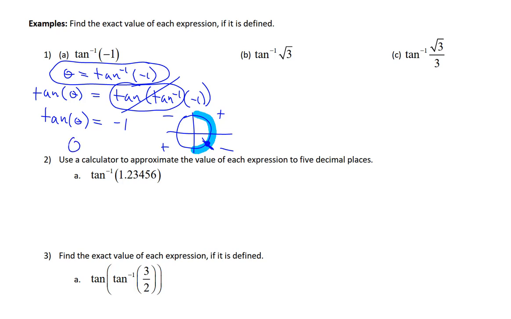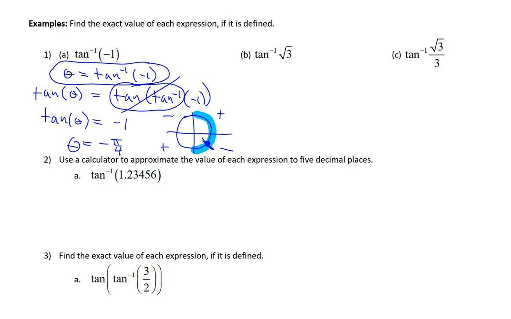Which means we could say then the theta that will get us there would be -π/4. This really narrows it down for us because, again, we know that tangent of +π/4 would be a +1. We don't want that. We want it to be a negative.